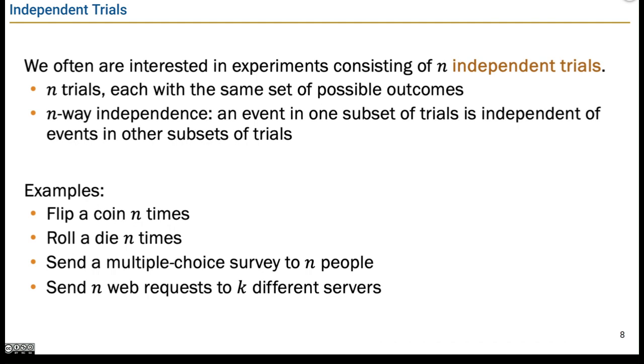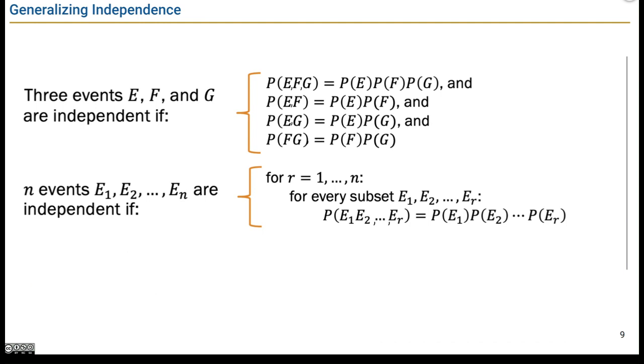So let me show you an example on the next page, but common things we'll use in this class is like, oh, I'm flipping a coin n times, or rolling a die n times, or sending a multiple choice survey to n people. Those are all going to be considered n independent events. But mathematically, we show that as follows.